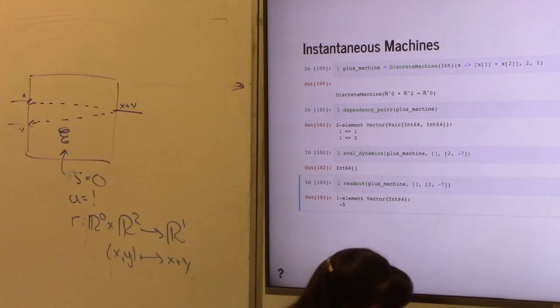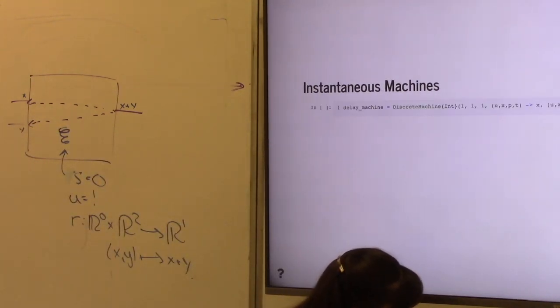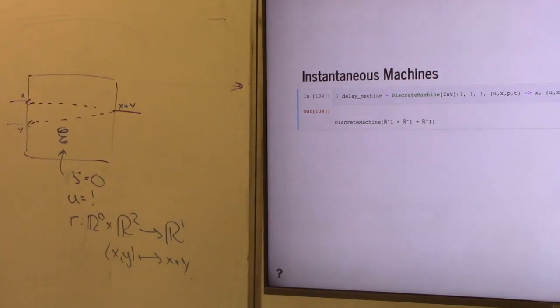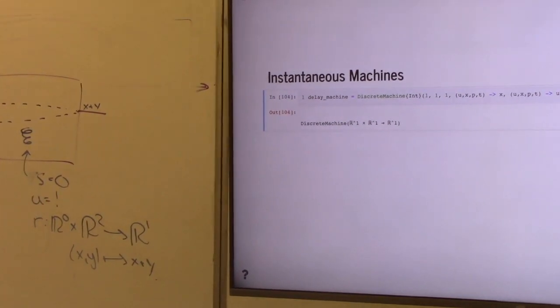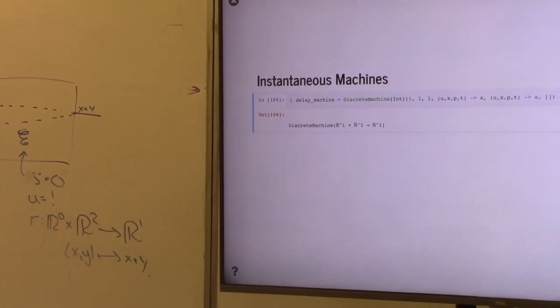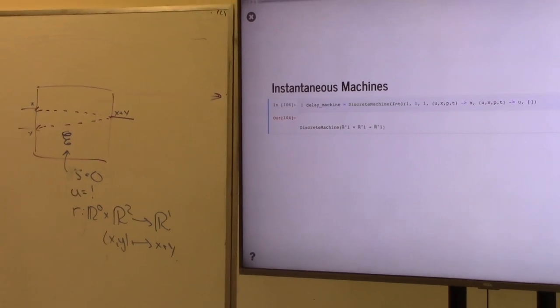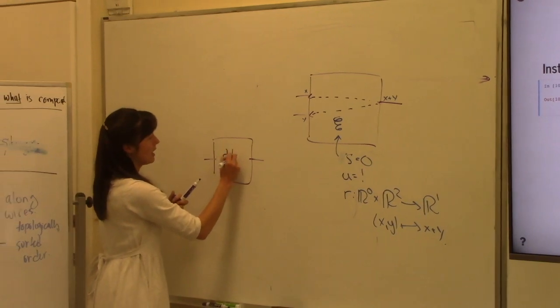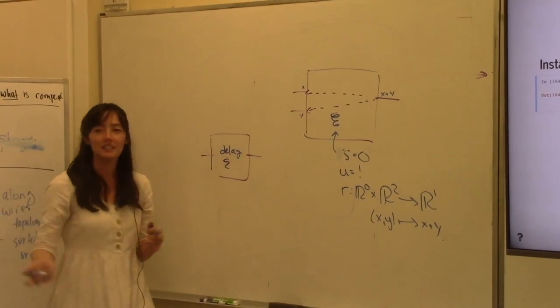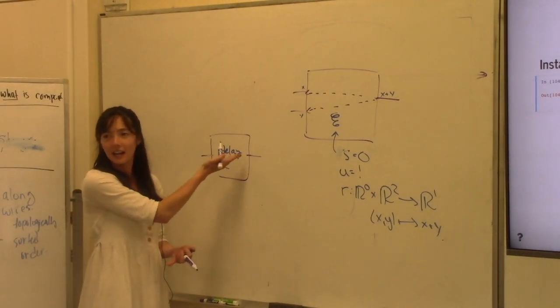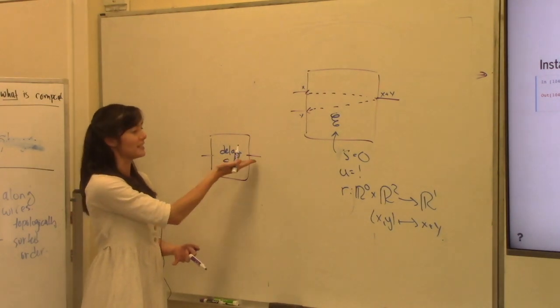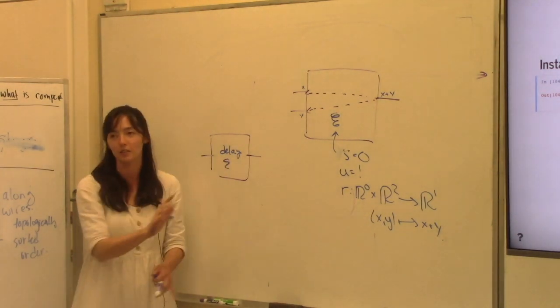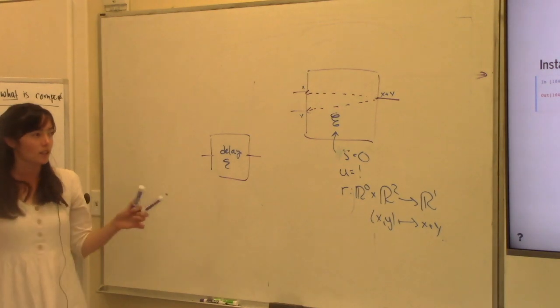All right. Then we're going to do our delay machine. And in fact, every machine from before is one of these instantaneous machines. So I'm going to draw the same delay. And old machines had no dependency of the output on the input. So I'm not going to draw any edges in here. Cool.